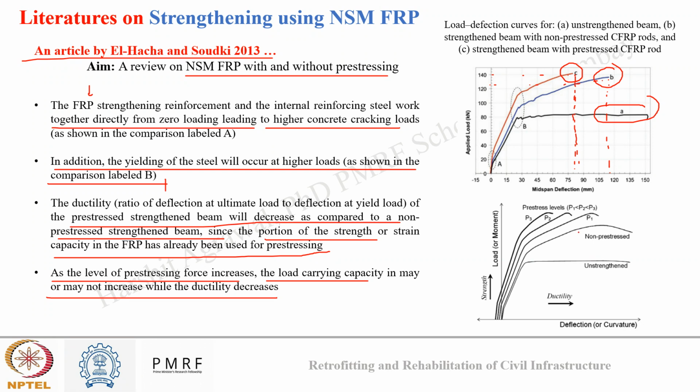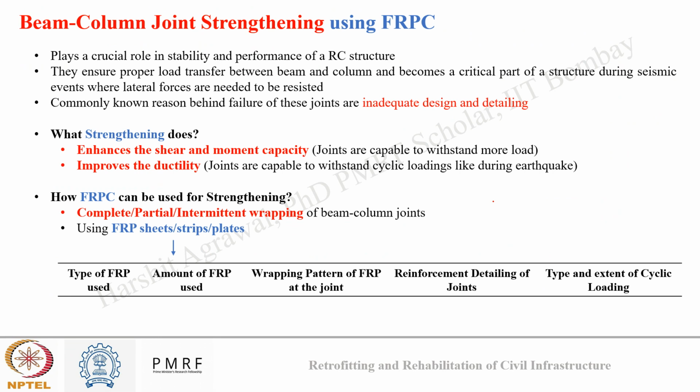And you can see here in the second diagram, as the pre-stressing level is increasing, the load carrying capacity increases up to a certain limit only, but the strain level continues to decrease. Why? Because that strain is now involved in the pre-stressing. So the more strain we involve in the pre-stressing, the less strain it will show until failure. So this was all about NSM FRP strengthening.